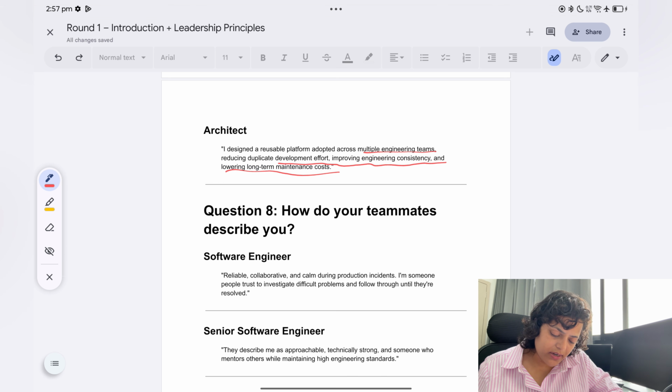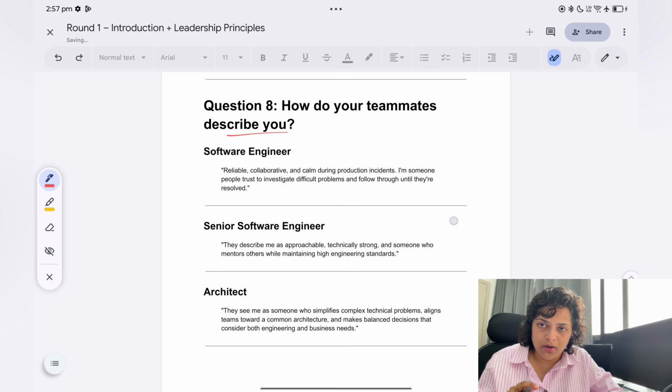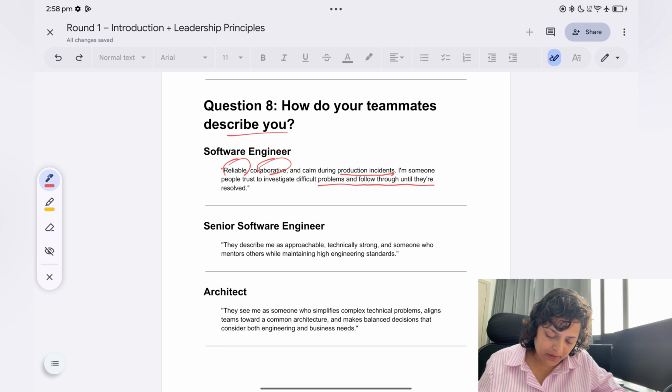So now the eighth question is, how do your teammates describe you? A software engineer would say something like reliable, collaborative, and calm during production incidents. I'm someone people trust to investigate difficult problems and follow through until they are resolved. Now what would a senior software engineer say for this? They describe me as approachable, technically strong, and someone who mentors others while maintaining high engineering standards.